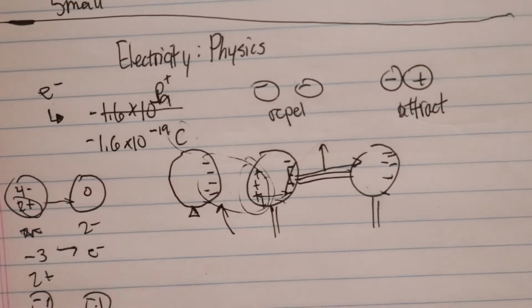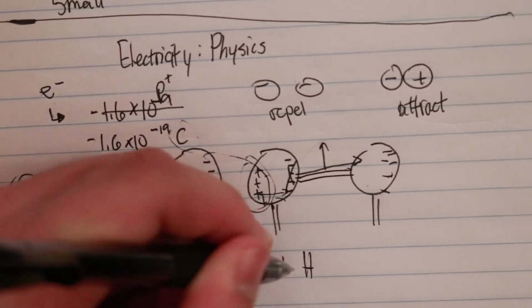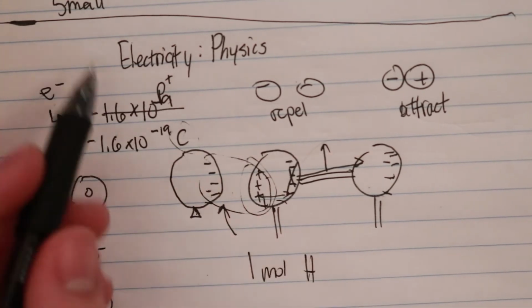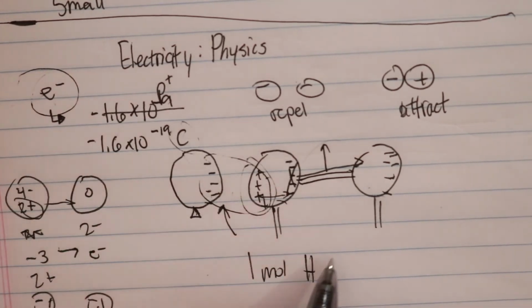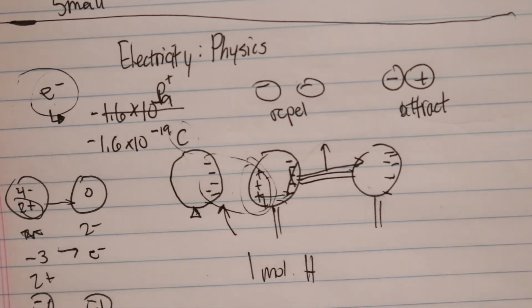Also want to mention in a mole. In a mole, if I have 1 mole of hydrogen and it's neutrally charged, so that means that each one has 1 electron, we can calculate the charge of all those electrons because we have a mole, we can figure out the number of particles, and so we can find the charge we have based on that.